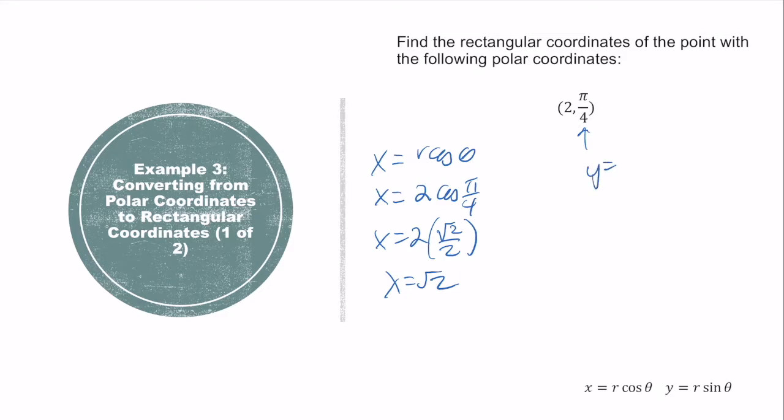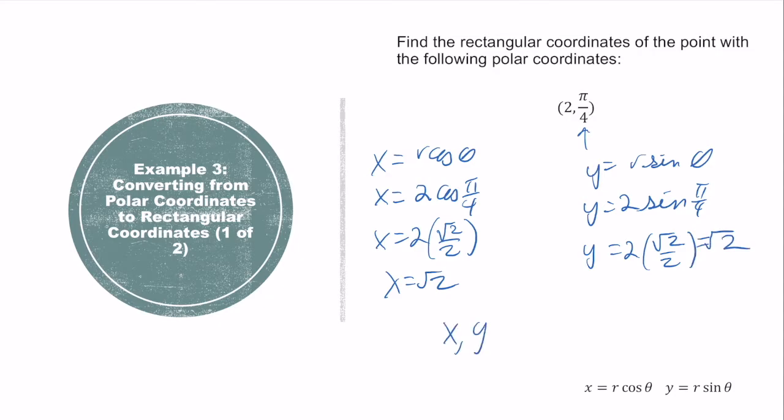Then if I have y equals r sine theta, that means y is 2 sine of pi over 4. So y equals 2 times the square root of 2 over 2, which is the square root of 2. So when we convert from polar coordinates to rectangular coordinates, the polar coordinate (2, pi over 4) becomes (square root of 2, square root of 2).